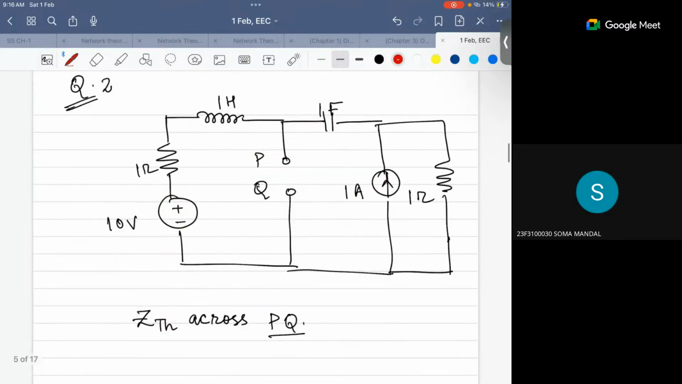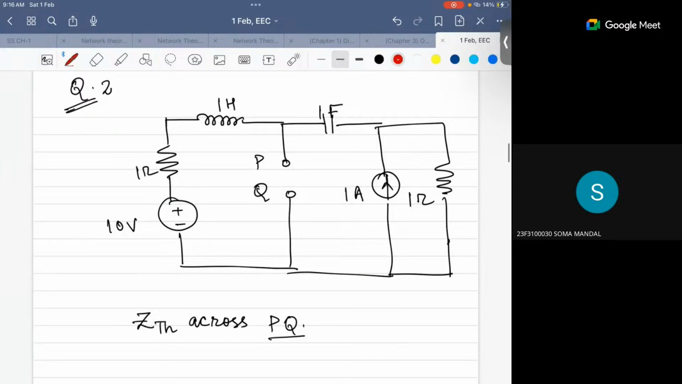Okay, this is the next question, where you have to calculate the Z Thevenin across PQ. So across this PQ, you have to calculate the Thevenin impedance, Z Thevenin. So how will you calculate it? You can see that this is an independent source, and this is also an independent source.